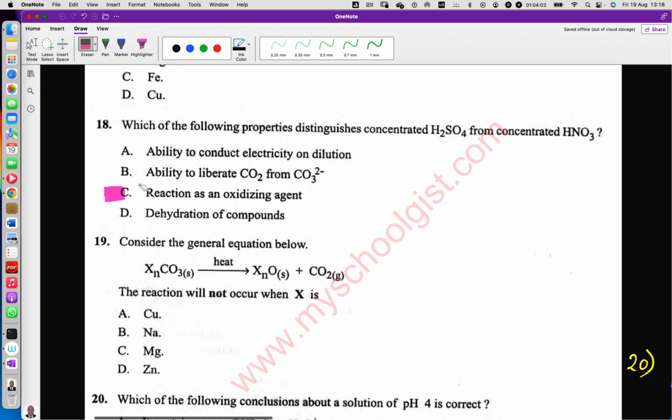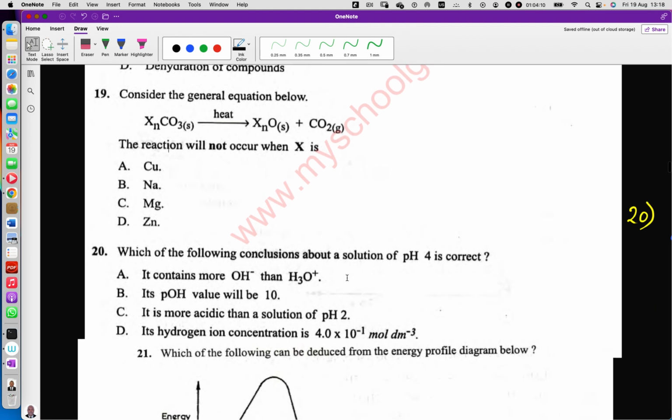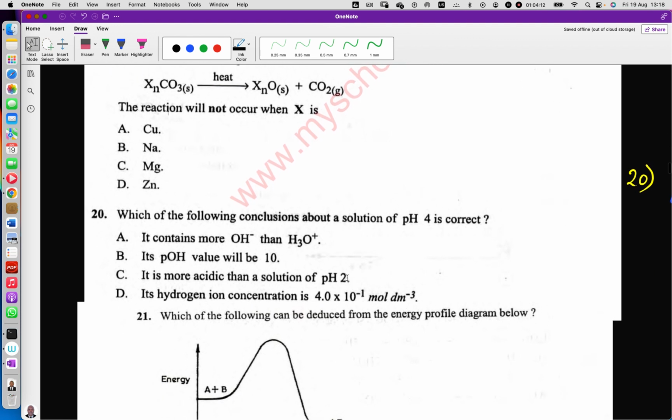So back to our question, the reaction will not occur when X is C, magnesium. So question number 19, our answer is C.